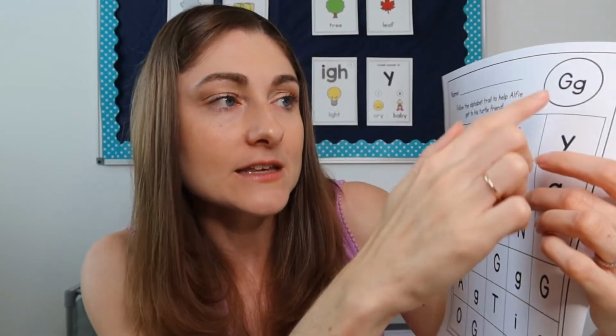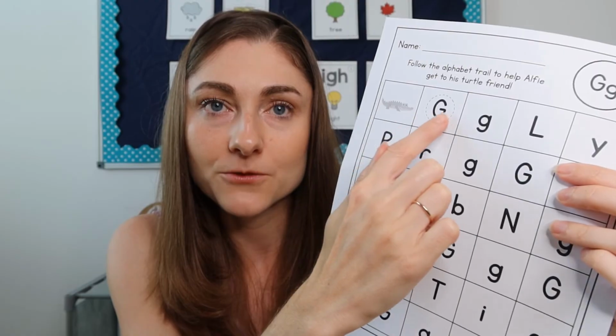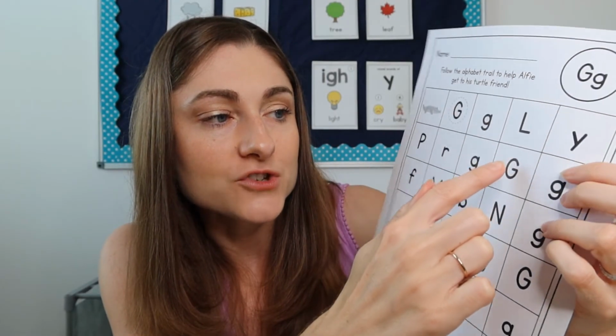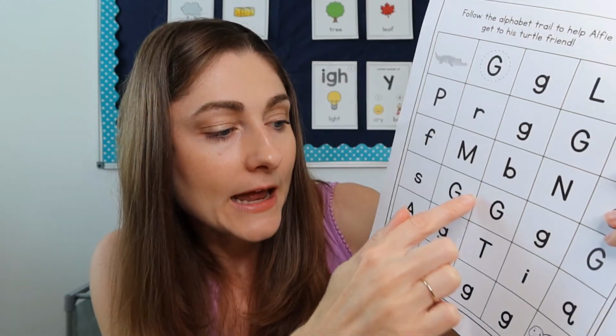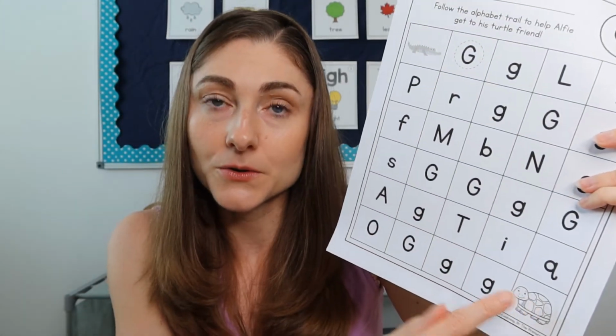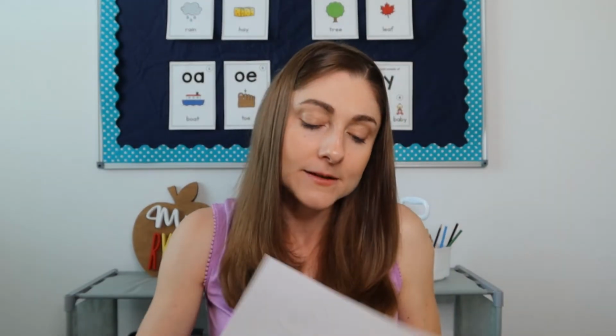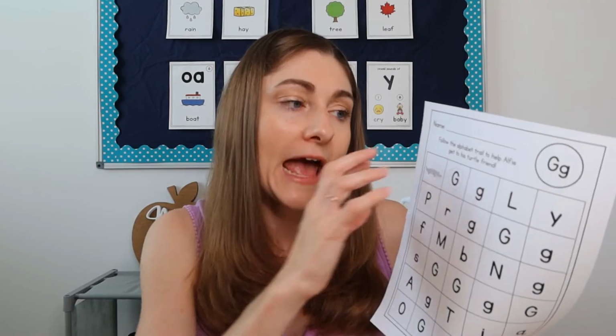You could also have them just, so basically what they're doing is this is for the letter G, right? And Alfie has to follow the letter G. So they're learning to ignore the other letters that aren't G and follow this maze to get to the turtle. So it's another visual differentiation type of task. So you could have them circle letters, you could have them bingo stamp the letters. Really, the options are endless. They could use markers, they could use crayons, because in this pack, I actually have these for every single alphabet letter.